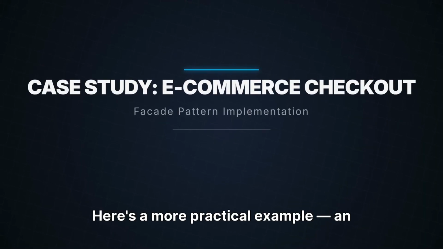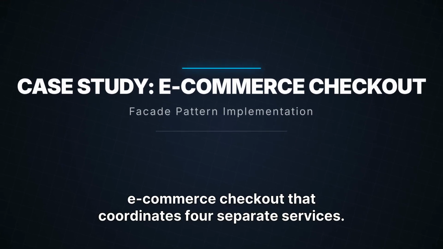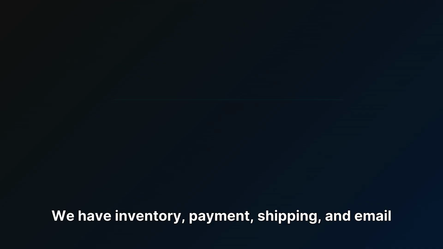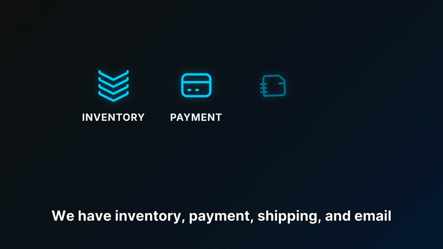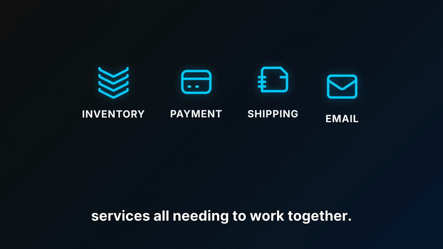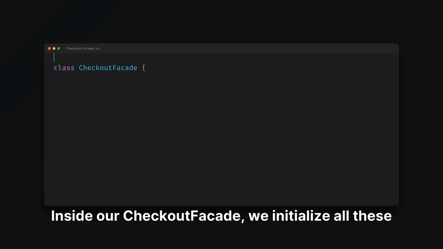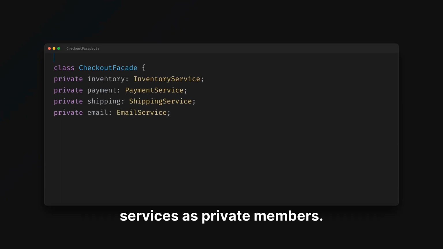Here's a more practical example. An e-commerce checkout that coordinates 4 separate services. We have inventory, payment, shipping, and email services all needing to work together. Inside our checkout facade, we initialize all these services as private members.